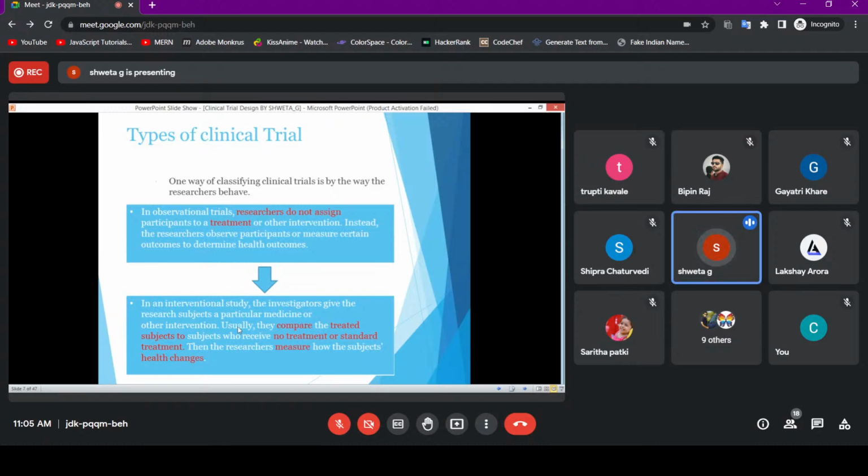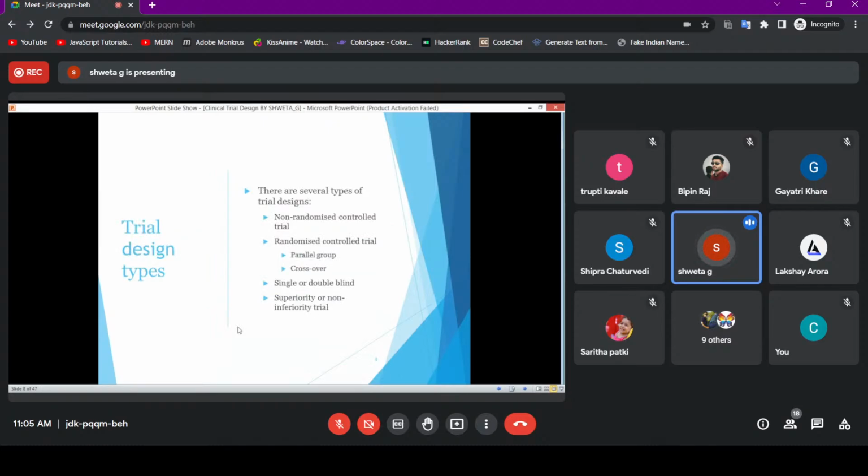It's a comparison which is being done between our test drug and the placebo. So we'll check whether our test drug is more efficient or more useful compared with the standard treatment or no treatment.